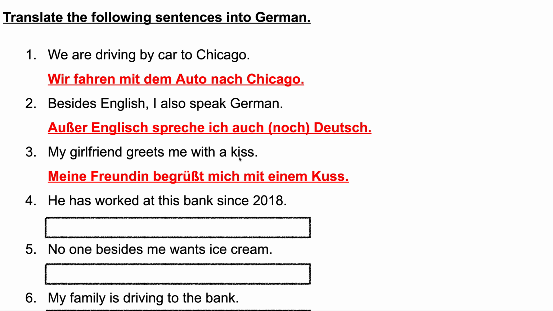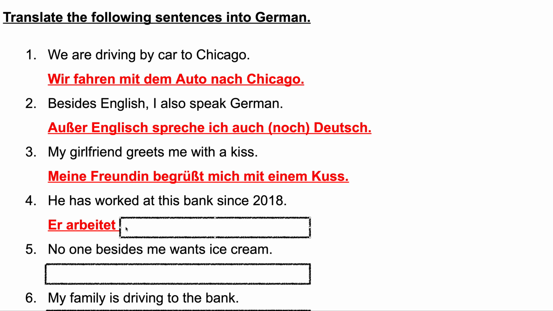Nummer 4. He has worked at this bank since 2018. Start off with he, which in German is, of course, er. Then has worked. Has worked in English is what we call the present perfect tense. In German, since this is still going on, hence the word since, we have to use here the present tense rather than using the past. So lucky for you guys, you don't have to worry about trying to figure out the past tense. Working in German is the verb arbeiten, and the er, sie, es form, or the he, she, it form, the third person singular, is er arbeitet.